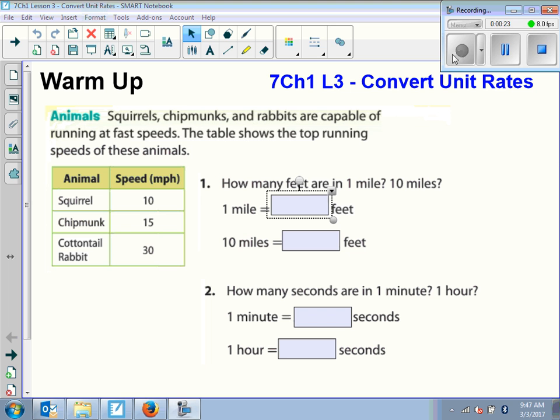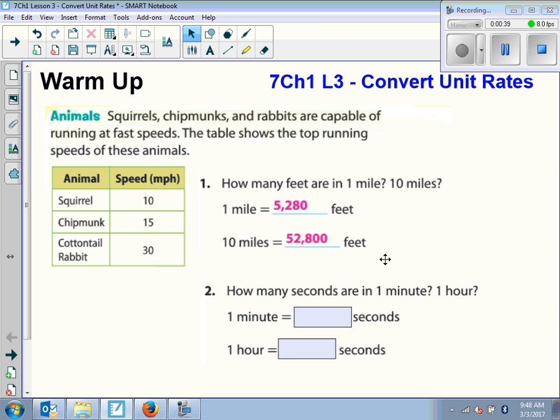Okay. So 5,280 feet are in 1 mile. How about 10 miles? What do I have to do with this? 52,800. You just multiply this times 10, right?